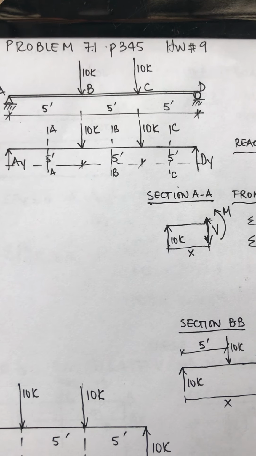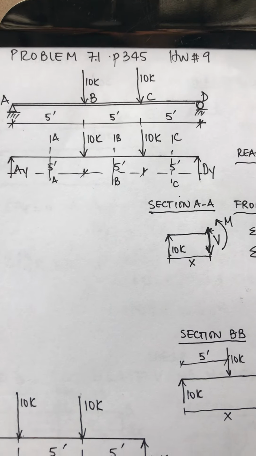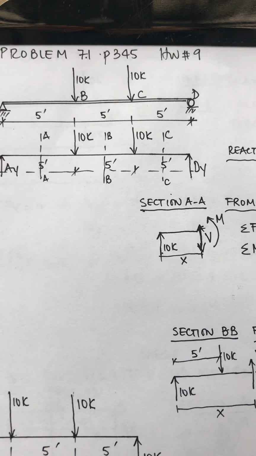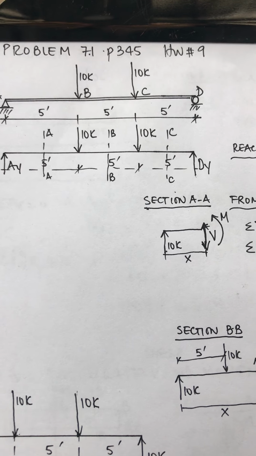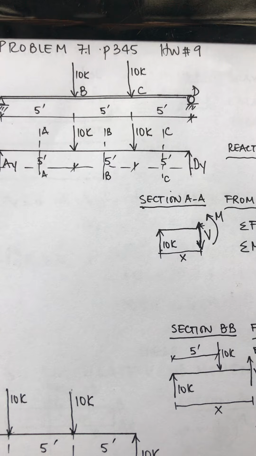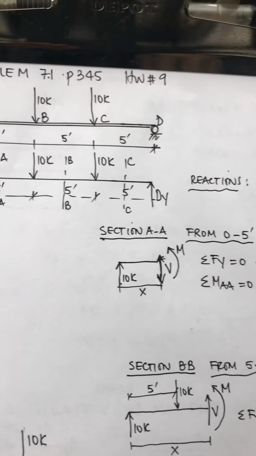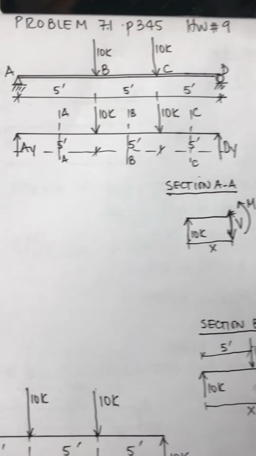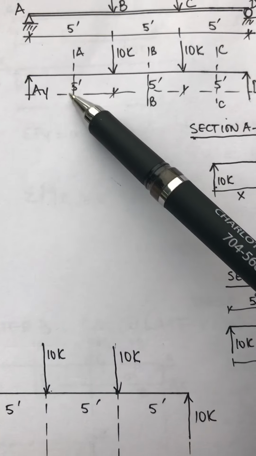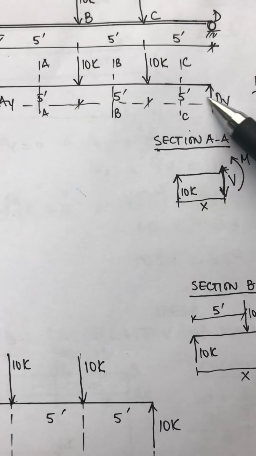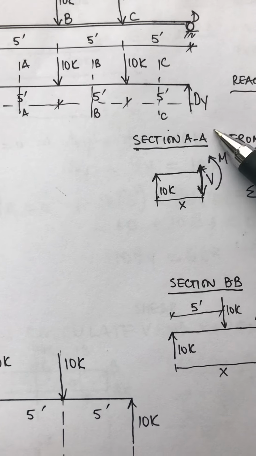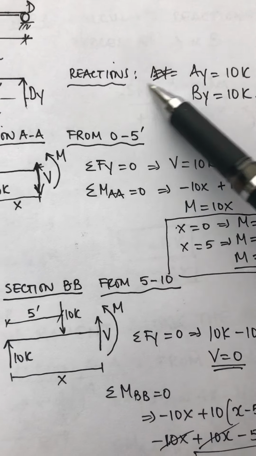This is problem 7-1 on page 345, similar to the one we did on homework number 9. We have a simple supported beam with two forces of 10K. Like I said for the first one, the first thing to do is the free body diagram. I have my free body diagram with Ay and By, and you know what to do. Second, the reaction forces.